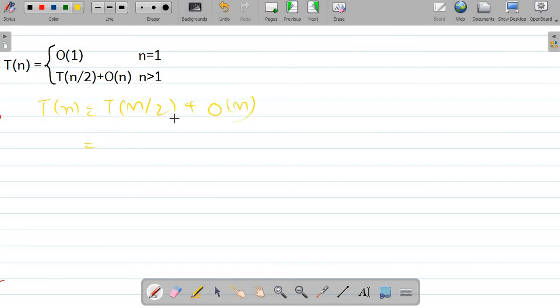Now when I substitute value for this particular term, we get Tn upon 2 square plus n by 2, and then this comes down as n. Now let's substitute the value for this again. We get Tn by 2 cube plus n by 2 square plus n by 2 plus n.